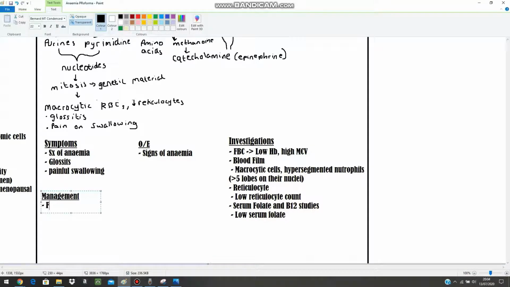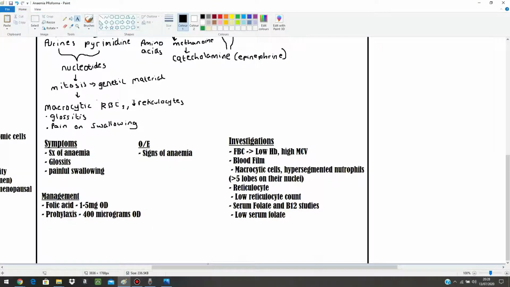Finally, how are we going to want to manage this condition? Well, if we're lacking folic acid, the best thing to do is give folic acid as it has better bioavailability. So we give 1 to 5 milligrams once a day. If our patient is pregnant, however, we might want to give a prophylactic dose when they're trying to get pregnant, at 400 micrograms once a day.